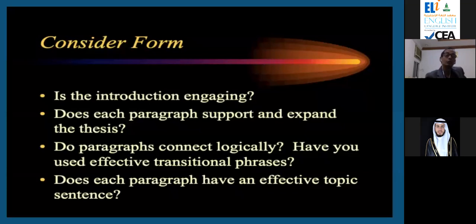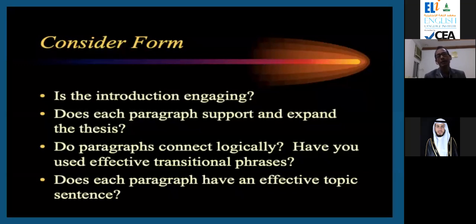Now the paragraphs have to be woven together, latched on, and supportive of what you have already expounded, or of the exposition towards the end of the finished product. Do paragraphs connect logically, or have you used effective transitional phrases? Transitional phrases take you from one level to the other, from one stage to the other, or from one point to the other, because writing is like a journey, and you need to look at those milestones. And if you achieve one milestone, that will pave the way for the next milestone, in fact.